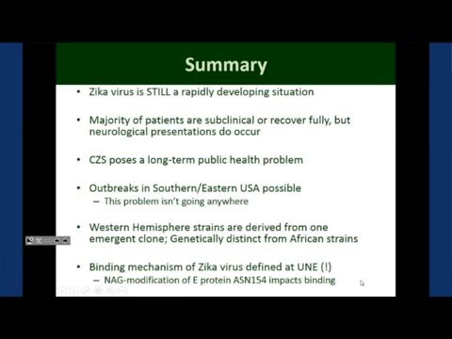The Western Hemisphere strains are derived from one emergent clone: one patient, one time, seeds a whole hemisphere. And these are very genetically distinct from the African strains.